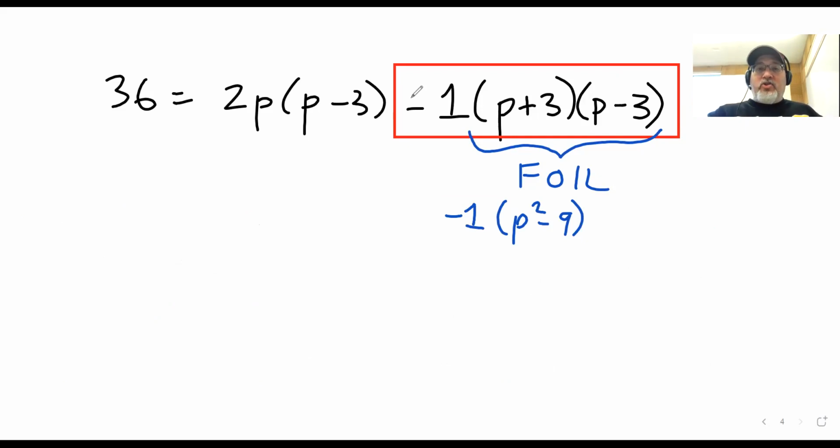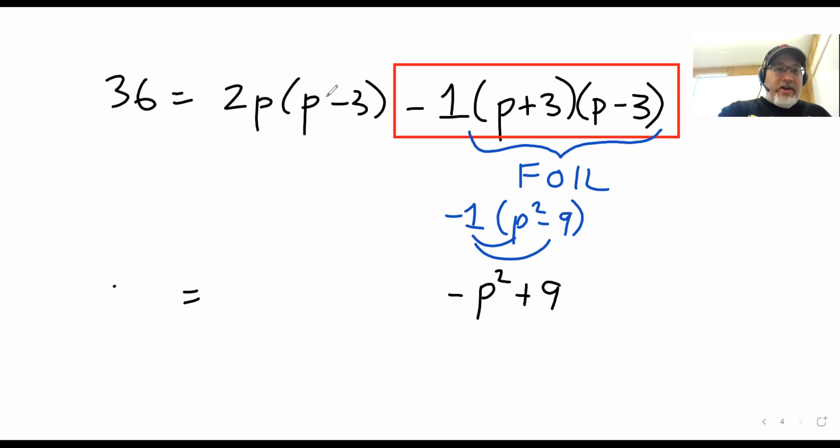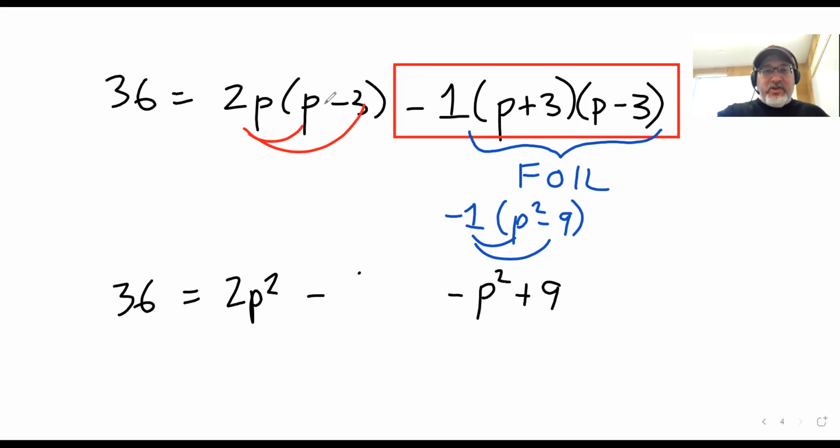And then we're going to distribute the -1. So let's go ahead and do that. We'll get -1 p squared. And then -1 times -9 is +9. And we might as well go ahead and distribute over here as well. Carefully. 2p times p is 2p squared. And 2p times -3 is -6p. All right, obstacle overcome. The parentheses are gone.